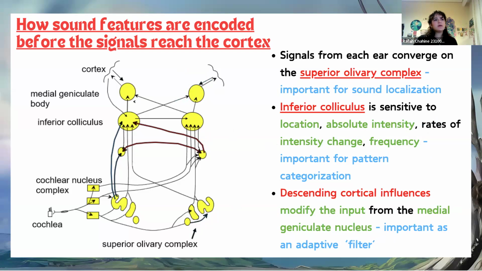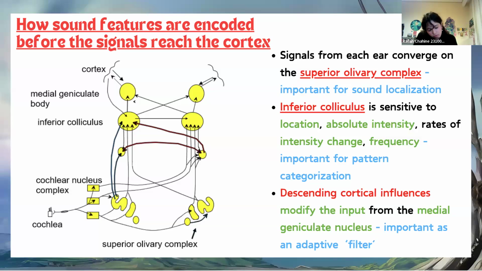The reason is that even if we receive the signals from the medial geniculate body and they go to the cortex, that's not enough. Before the cortex initiates its recognition of what kind of sound you're listening to, it will make it better. It will modify it.